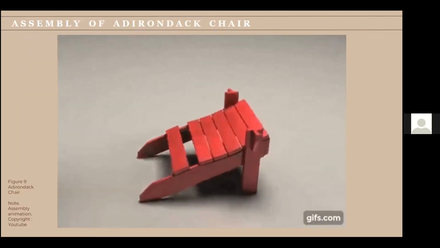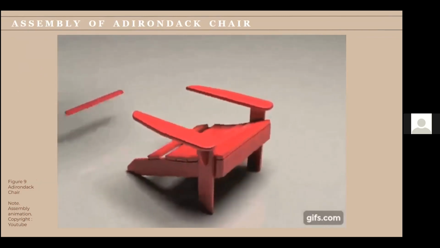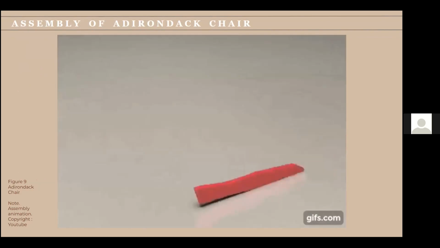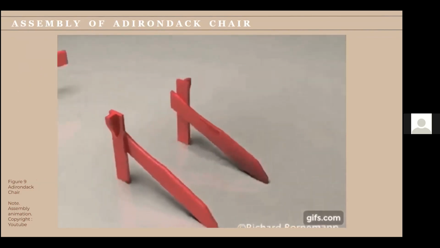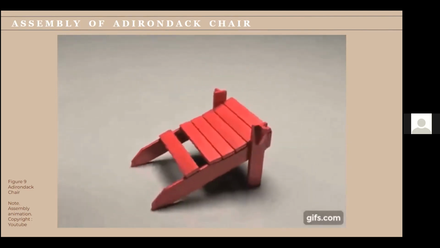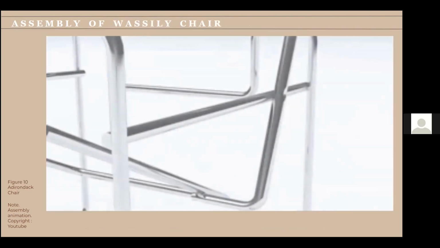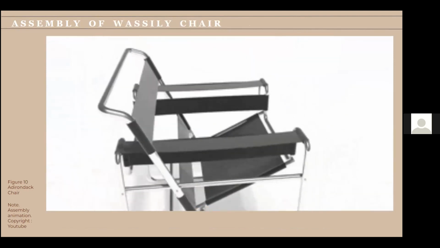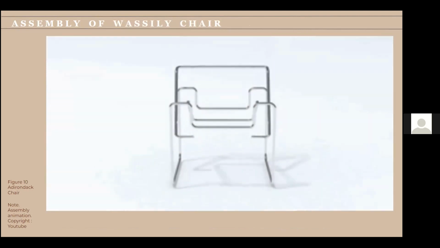The Adirondack chair is an amalgamation of several wooden planks which come together, as shown in the animation, to build the outdoor lounge chair. The Wassily chair has a steel tube frame which is complemented by leather or canvas for the seat, armrest, and backrest.